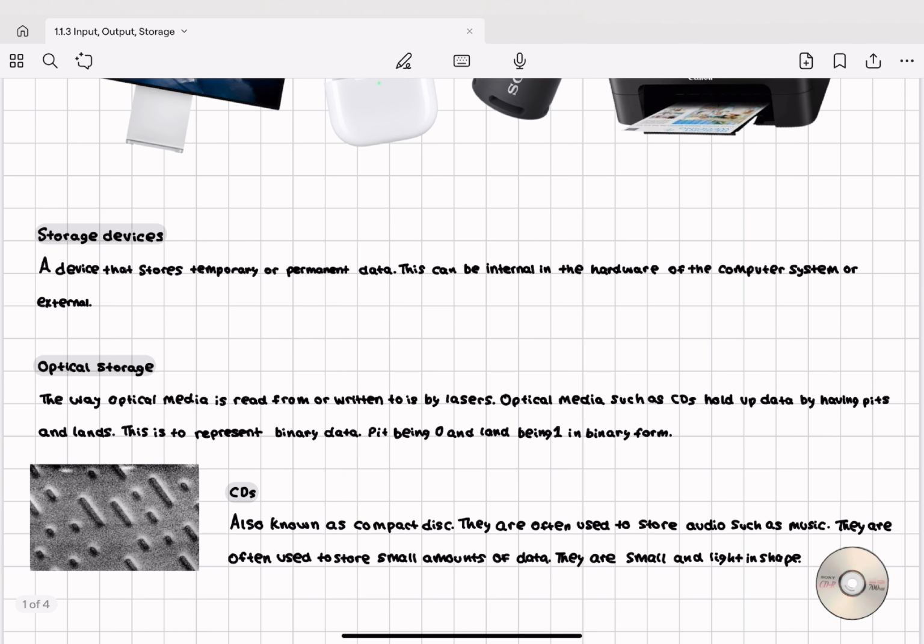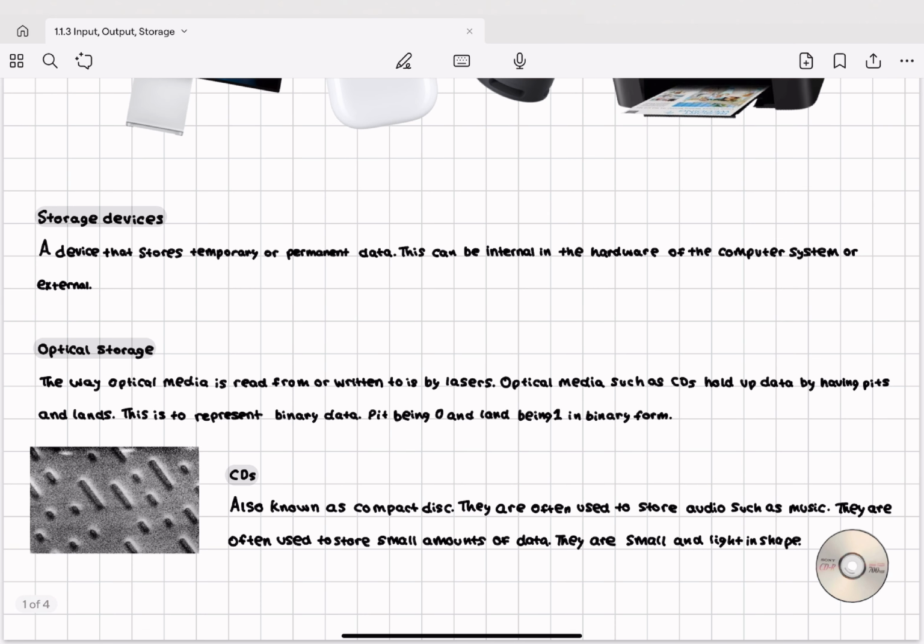A storage device temporarily or permanently stores data. It can be internal or external to a computer system. Let's go through optical storage first. Optical storage is a way where optical media is read from or written to with lasers.